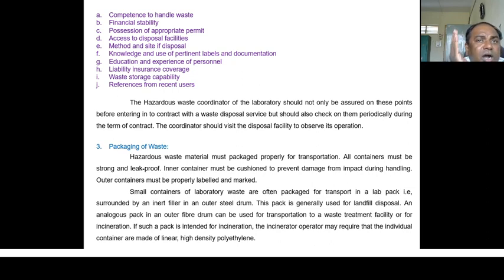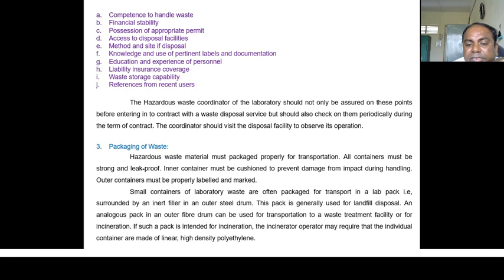And moreover, the outer container should be labeled and marked: what type of chemical is there, how much quantity has been left, what is the pH, and all those things that have been done on the chemical before putting it up for disposal. That has to be mentioned on the label, which is stuck on the front of the outer container. So that is the duty that the hazardous waste coordinator, along with the disposal contractor, can perform in the laboratory itself.